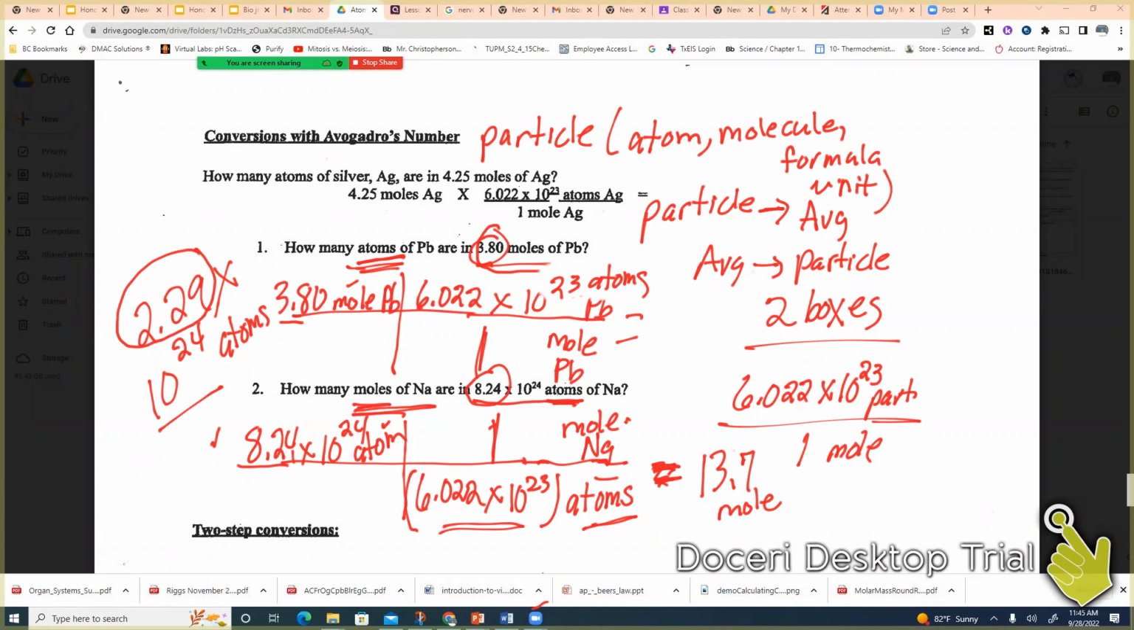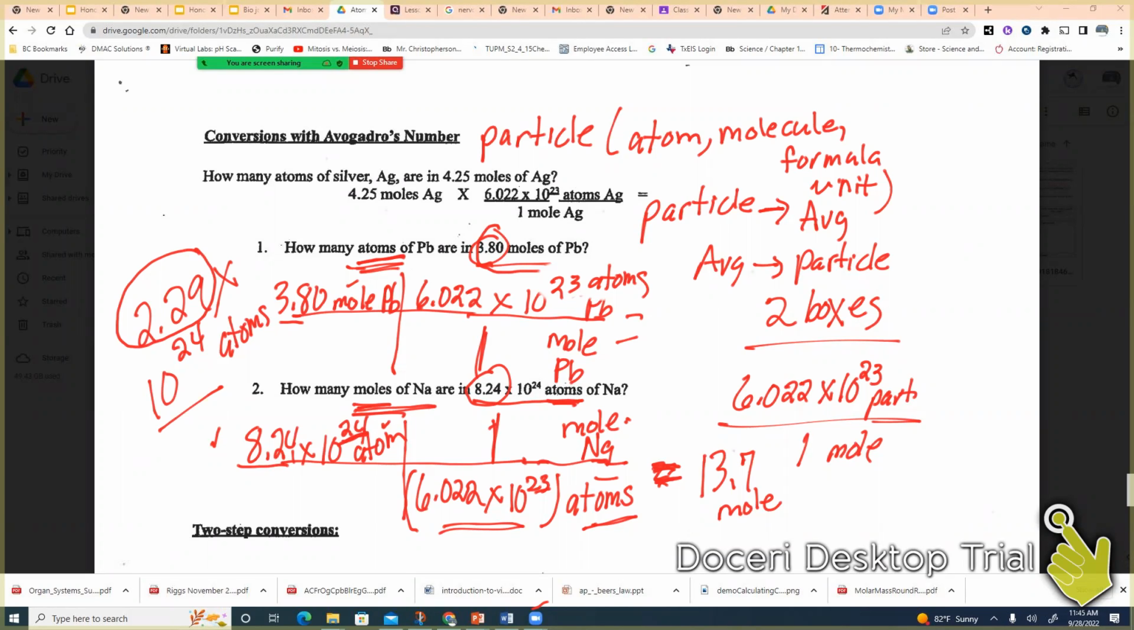Oh, but it's 8 times 10 to the 24th. So now this number doesn't have any exponent on it. So it definitely decreased, because you have to remember this had that part. So that was a huge number. And then I divide it by not quite equal, but a little bit smaller number. So this is your correct answer: 13.7 moles.